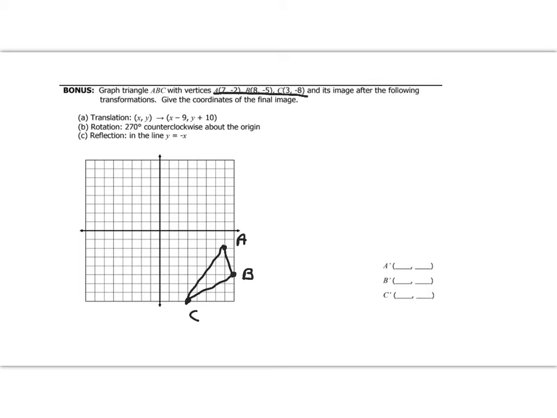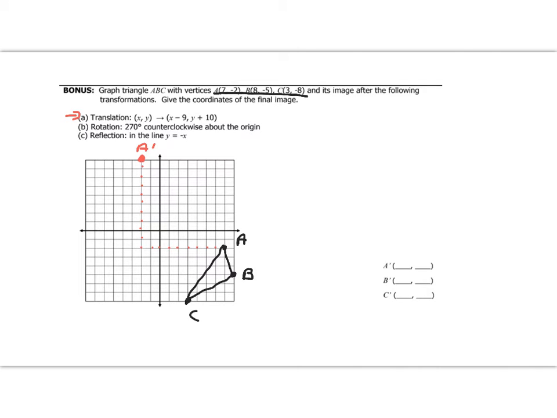Okay, so now I'm going to do a translation. And let's go ahead and just change that to red. Why not? We'll do red as the translation. And we're going to go -9, 10, which means I'm going to take my A, my X values, and go 1, 2, 3, 4, 5, 6, 7, 8, 9. And my Y value is 10. 1, 2, 3, 4, 5, 6, 7, 8, 9, 10. So this is A prime.